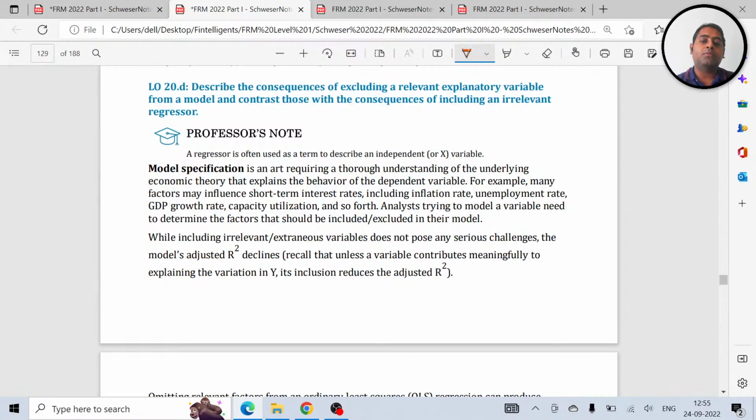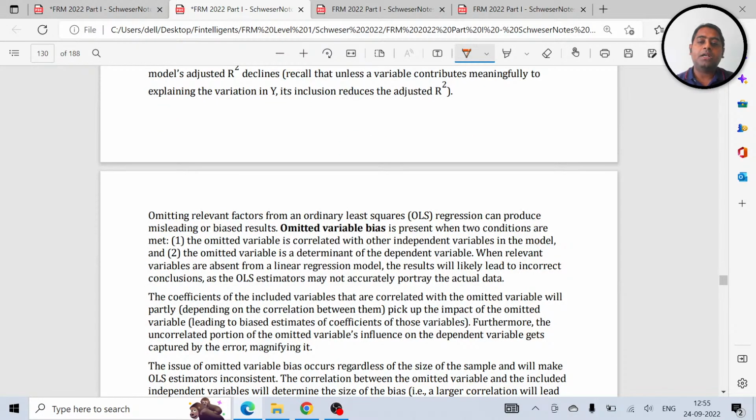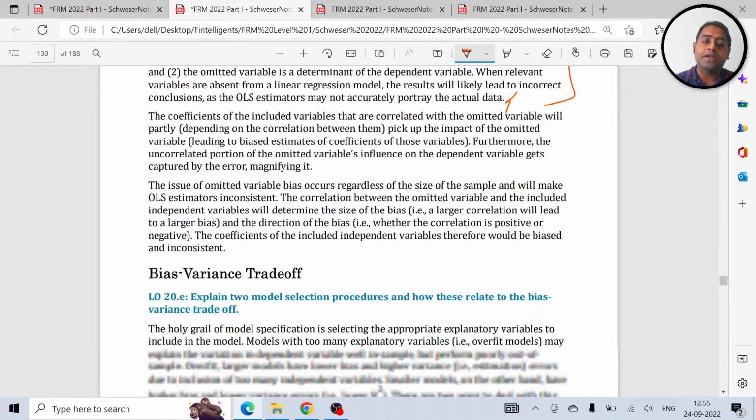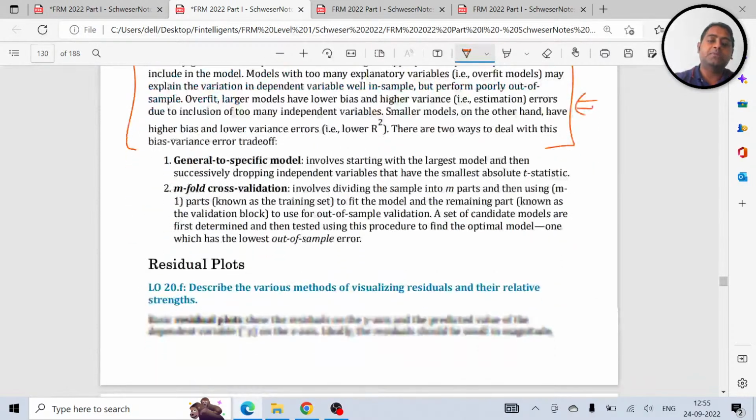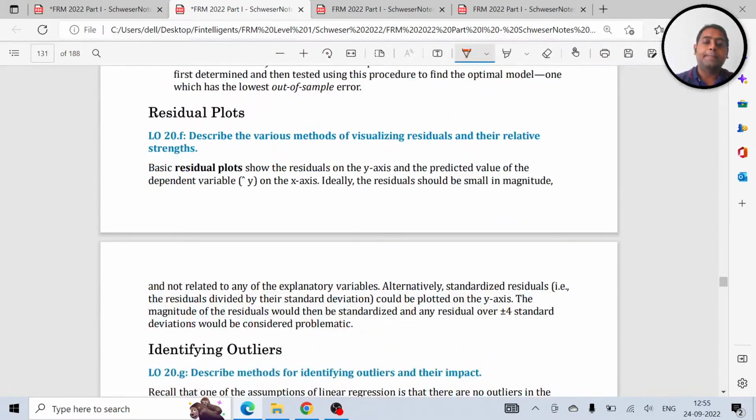Moving ahead, model specification part, omitted variable. This section is somewhat important, so you should read it. Next is this variance trade-off. What happens when you take a very small number of variables? What happens when you take a huge number of variables into the selection? So that is why this becomes important.